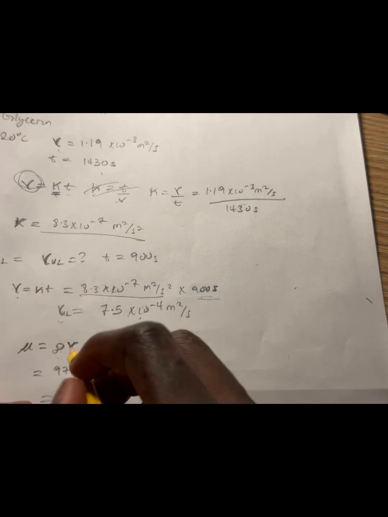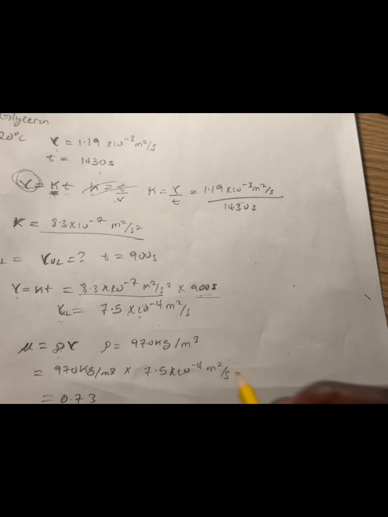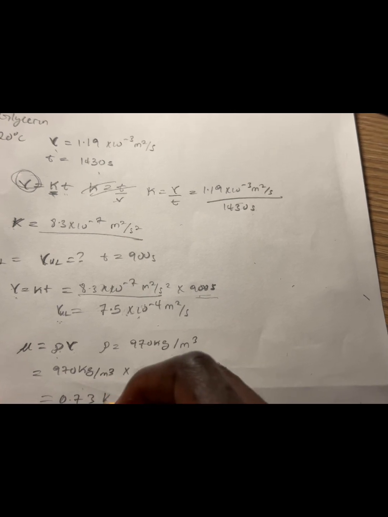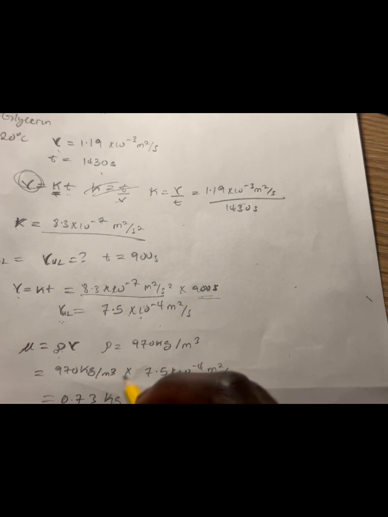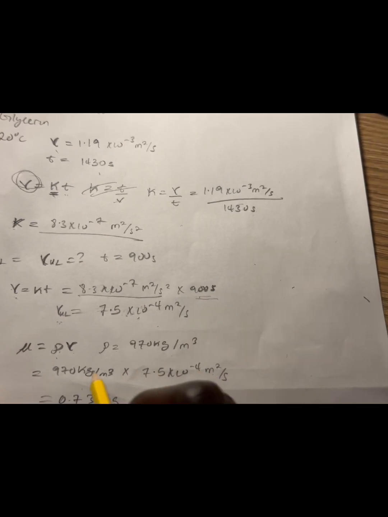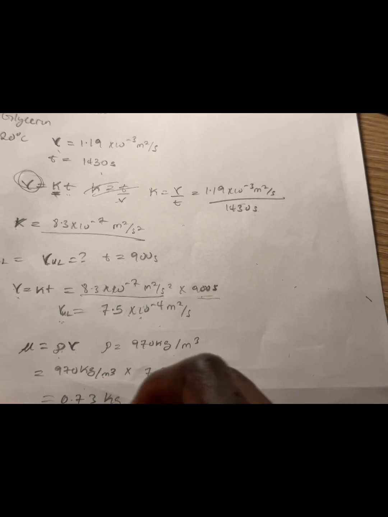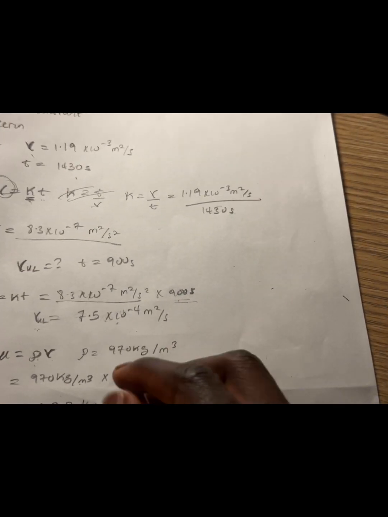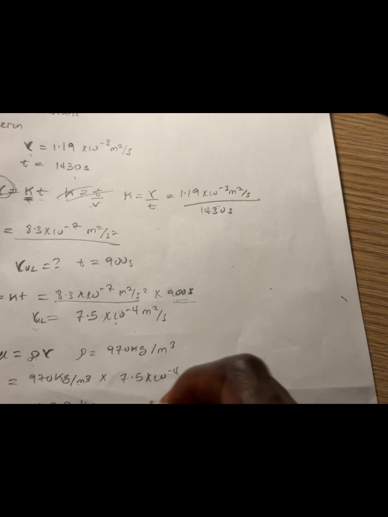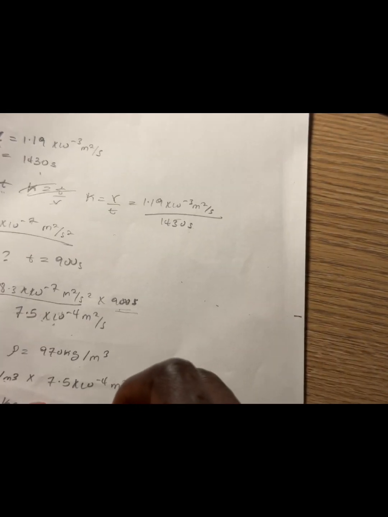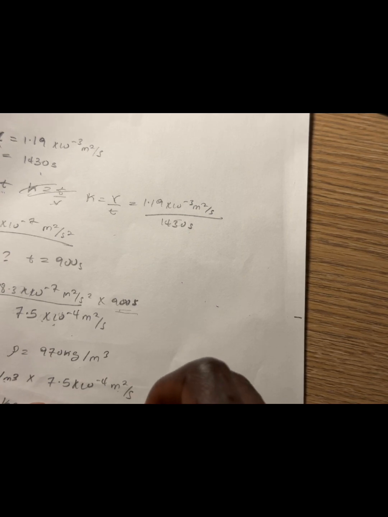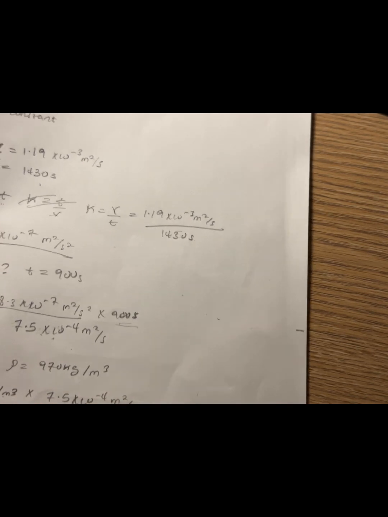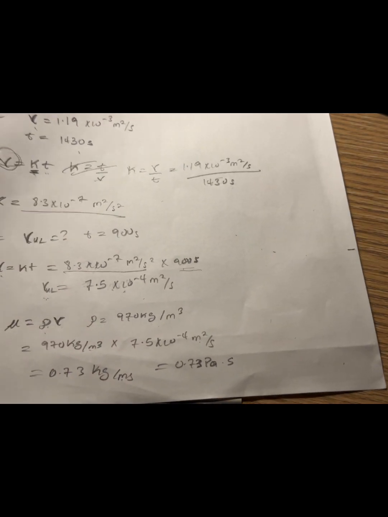So that's 0.73. The units are kilogram meter squared, so meter squared cancels meter cubed, and we have kilogram over meter second. This turns out to be 0.73 Pascal second. There's a unit conversion there that I'm not going through.